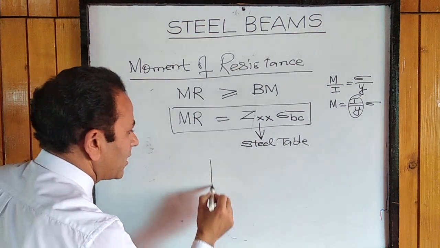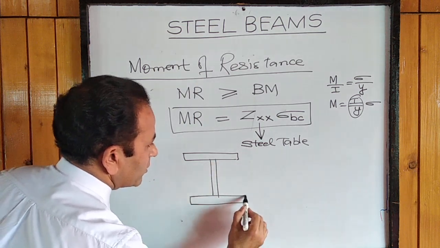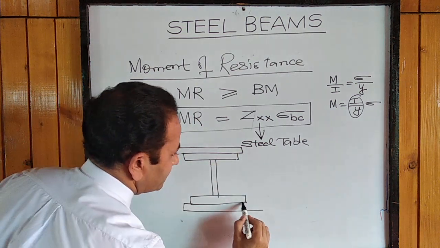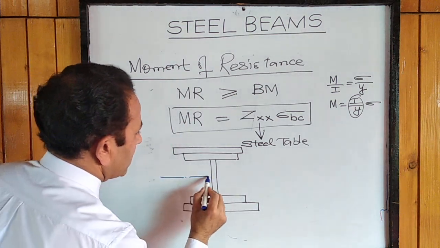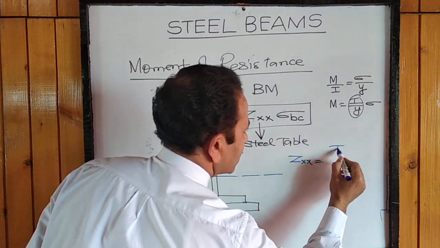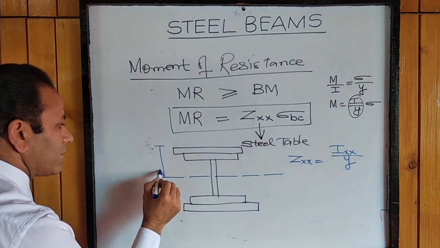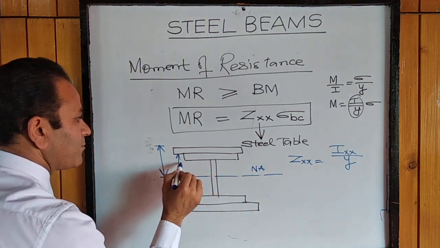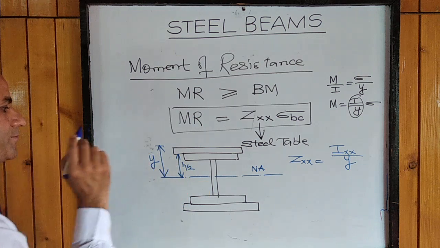But if it is a built up section, if we have used plates, if we have combined the members together, then we'll have to go to the basics. Say I have put some plates which are not available in the steel table, and I have made a section like this. In this case, I will have to calculate Z from the basic equation Ixx upon Y. Now Y shall be the extreme fiber distance from the neutral axis. This is the neutral axis, so up to this point it is h by 2 or d by 2, and this is the thickness of the plate. This shall be taken as y.